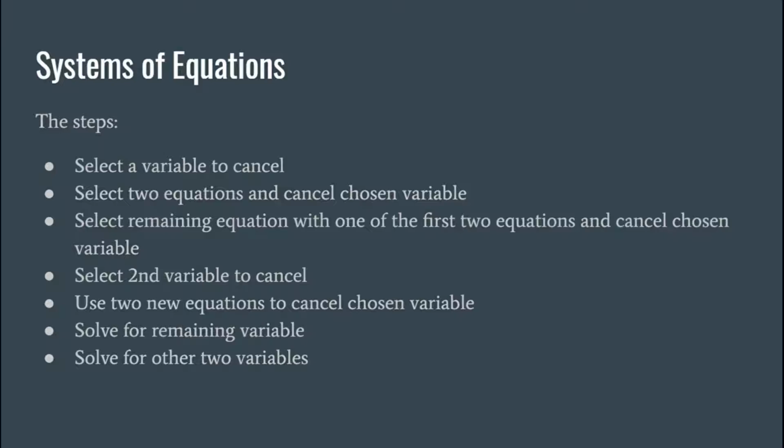Once you've simplified those 2 equations into one smaller equation, you want to select the last equation you didn't choose before, and one of the first 2 equations you did choose, and do the same thing. You want to cancel out that same variable from those 2 equations. After you've condensed those equations into 2 smaller equations, you want to choose another variable to cancel. And then basically from there, it's going to be like working with systems of equations with 2 variables. And after that, you just solve for your other variables.